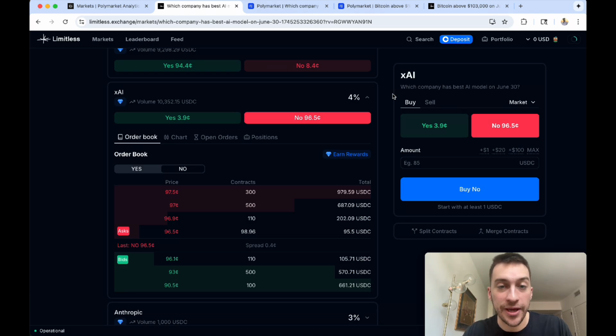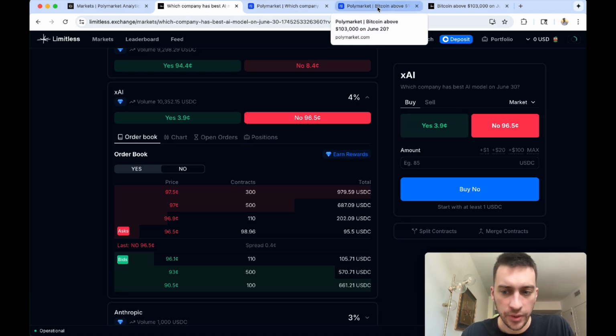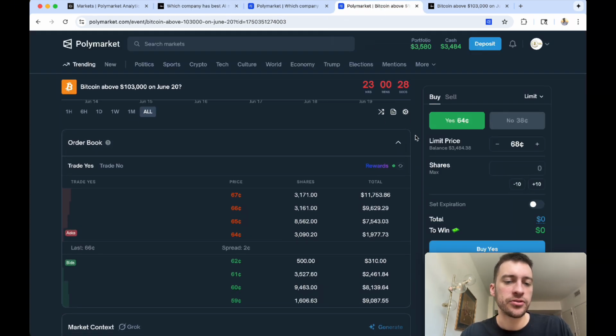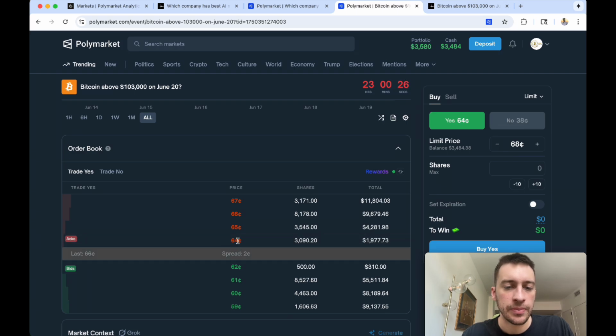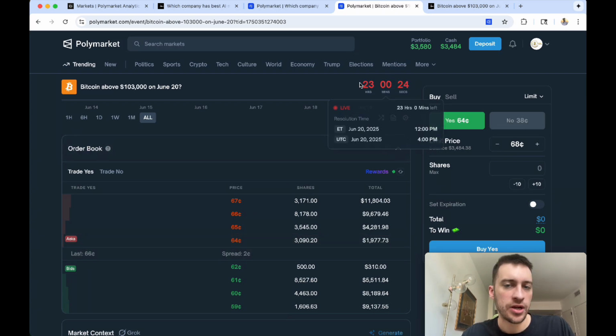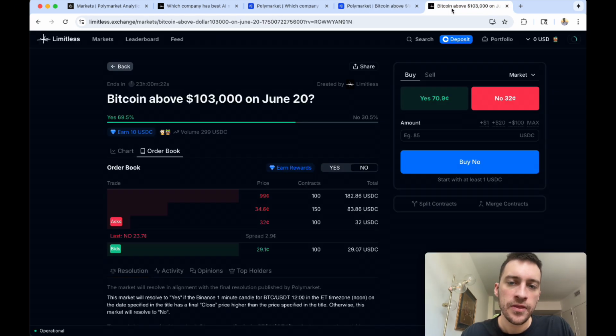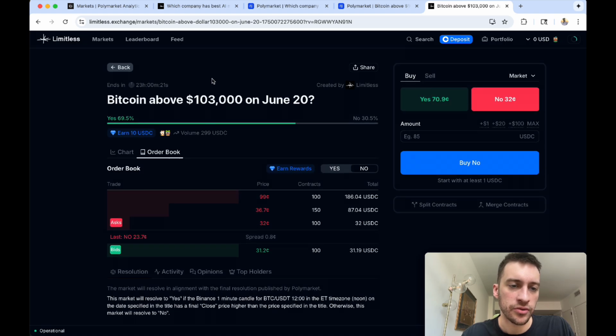Another one that's even better, it might have changed, is this one. And this one's giving away definitely a decent amount of alpha. Bitcoin above 103,000 on June 20. You can buy at 64. This one expires in 23 hours, as you can see. This one also expires in 23 hours. It's the same market. Completely inefficient pricing that you can take advantage of.